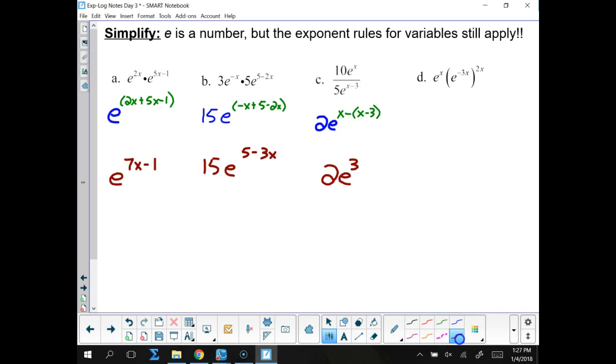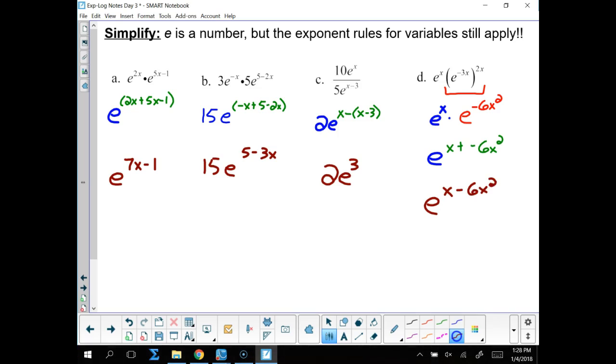Fourth one, power to a power. What do I do in that case? Multiply those exponents. So this part here becomes e to the negative 6x squared, and that's still being multiplied by e to the x. Now I need to add those two. So that's going to be x plus negative 6x squared. So that I would write as e to the x minus 6x squared, or e to the negative 6x squared plus x power. Okay?